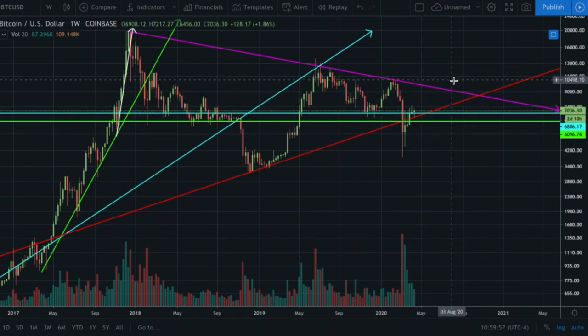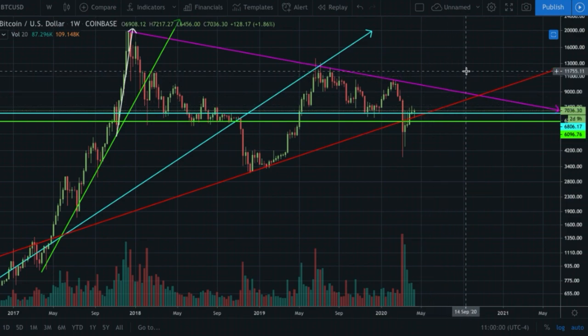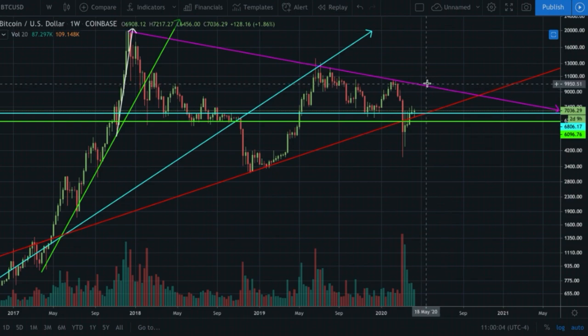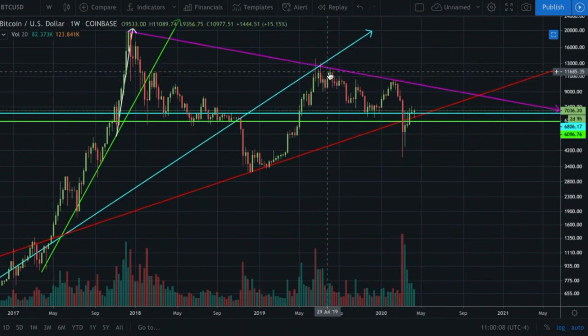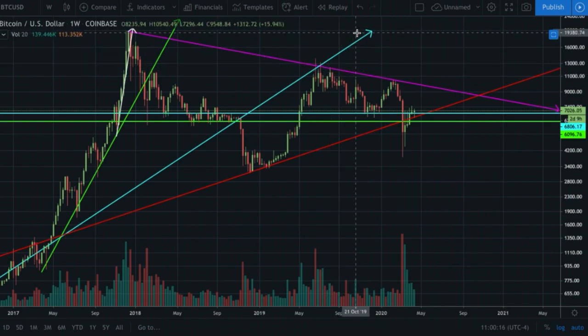But if we break out of this triangle to the upside, it means we took out this high right here. So that means our next target is 11.7. So if we're going to the upside, that's over a 50% move right there. And then after that, the next target is 20,000. So we're basically at that key point right now. It's just important to stay focused and not get chopped up and change your view every day based on what's happening.